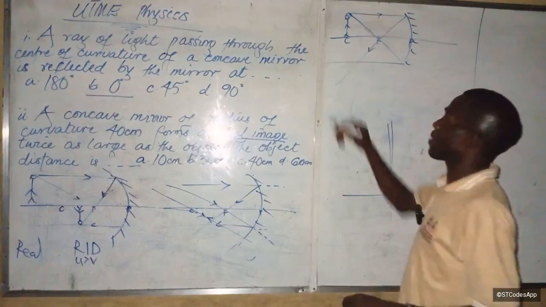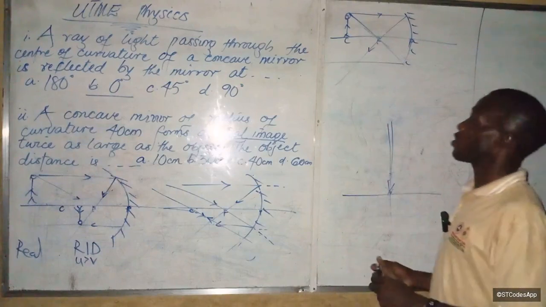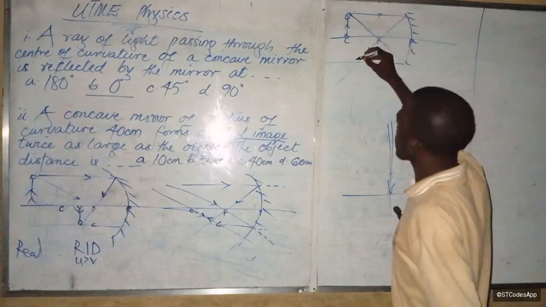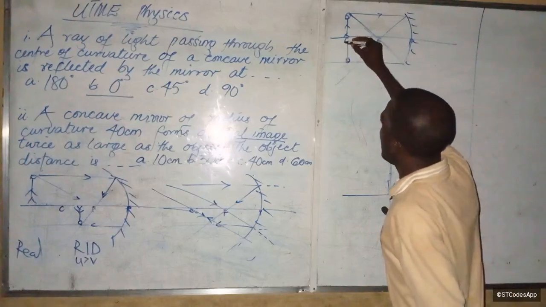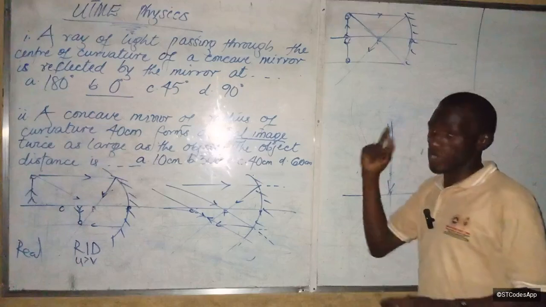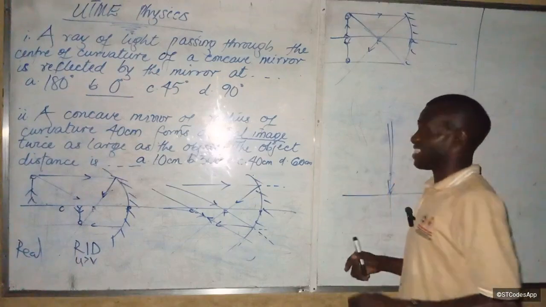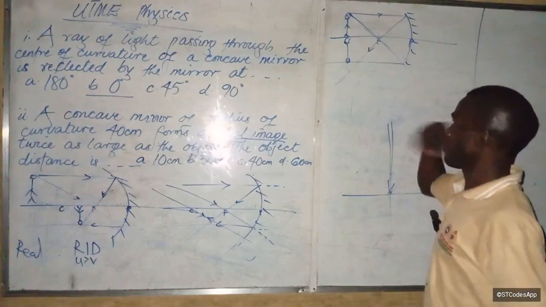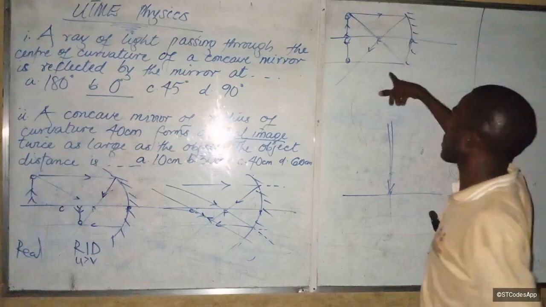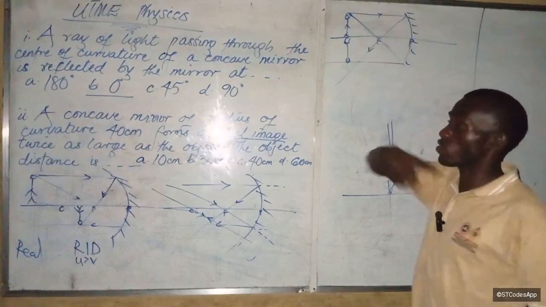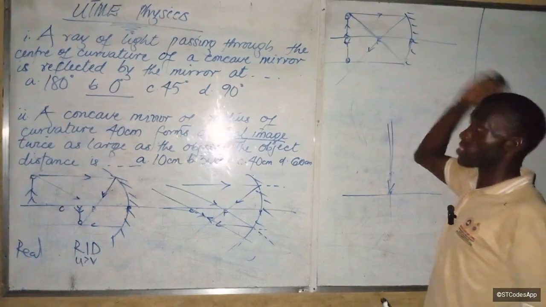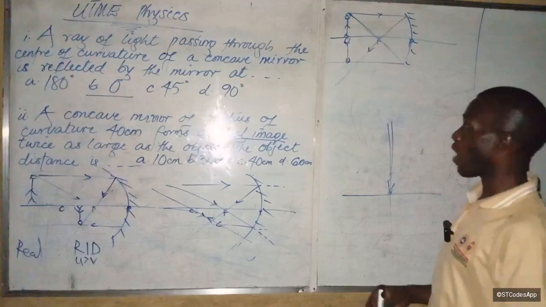Now, if you look at it well, because I'm not drawing to scale, it is not exactly where it should be. It should actually fall here. Anytime you place your object at C, you always form the image at C. And that is because C, as I said, is the normal to the tangent at every point on the curve. So we always form the image at C, and the image characteristics are also the same.